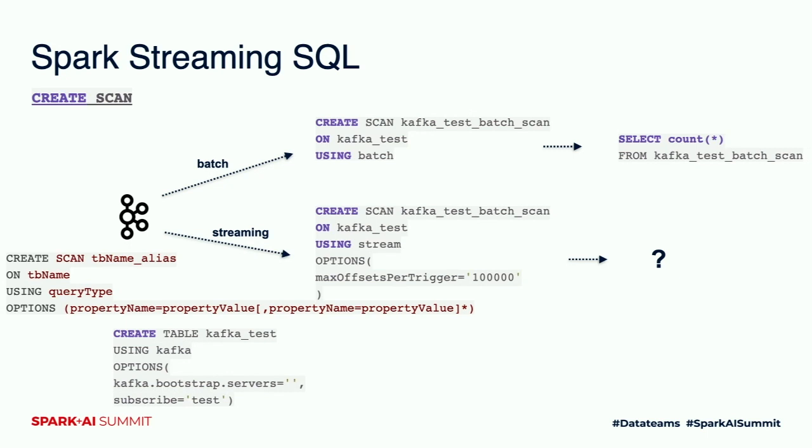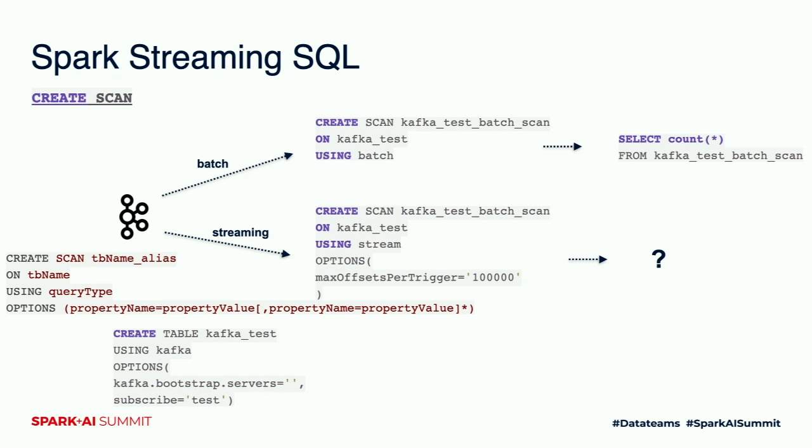Take Kafka for example. As you know, a Kafka data source table can be used in both streaming and batch processing. In batch mode, we can use Spark SQL to query this Kafka data source table directly. But for streaming SQL, we must create a scan to tell the Spark engine that it is a stream type query.